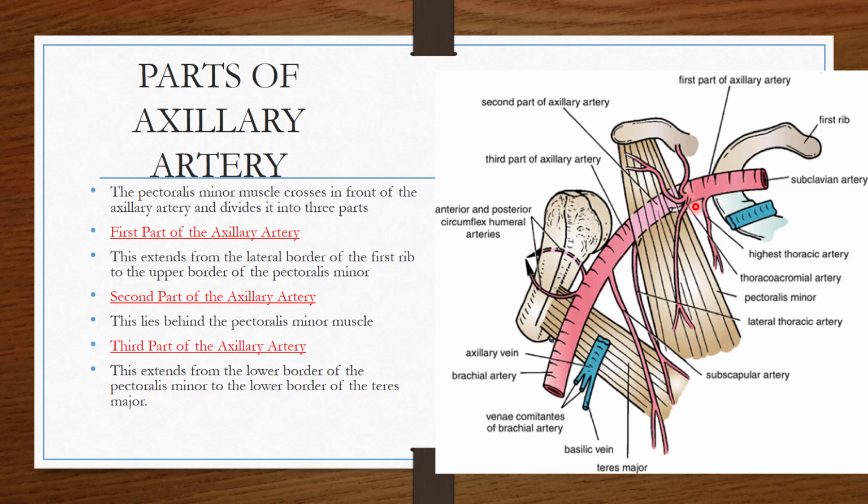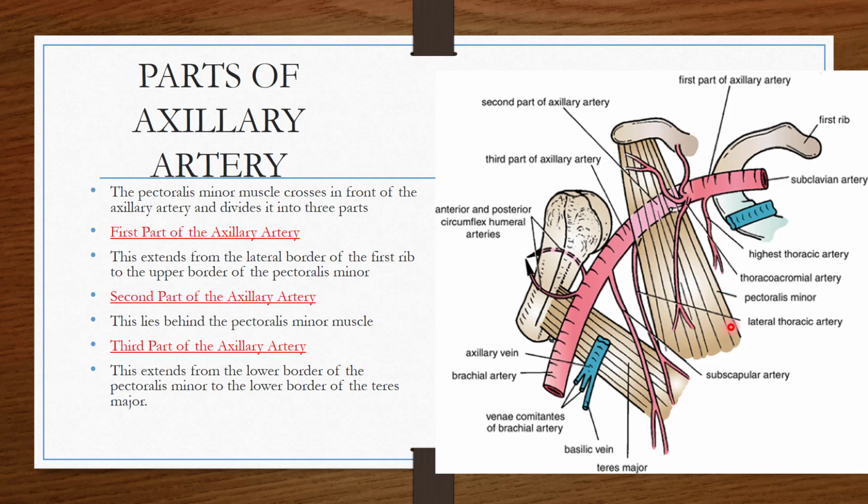pectoralis minor muscle. Then there is the second part of the axillary artery which lies behind the pectoralis minor muscle. This is the second part of the axillary artery. And the third part of the axillary artery extends from the lower border of the pectoralis minor muscle till the lower border of the teres major muscle. So this is a long part of the axillary artery which is the third part, and it starts from the lower border of the pectoralis minor muscle up till the lower border of the teres major muscle.